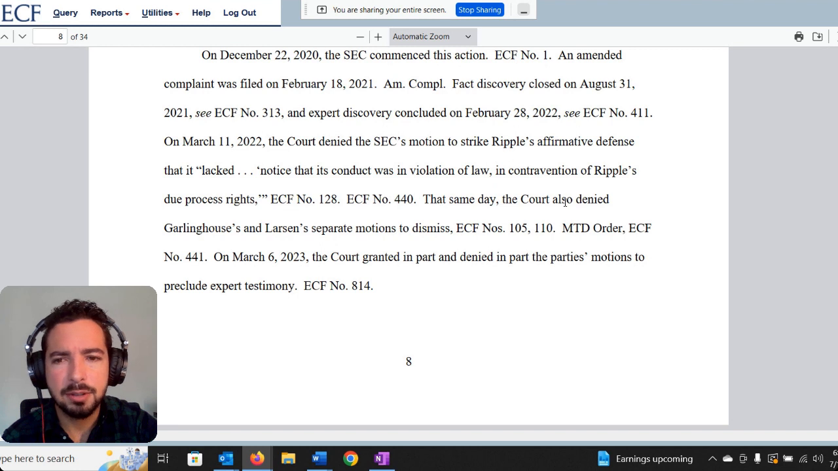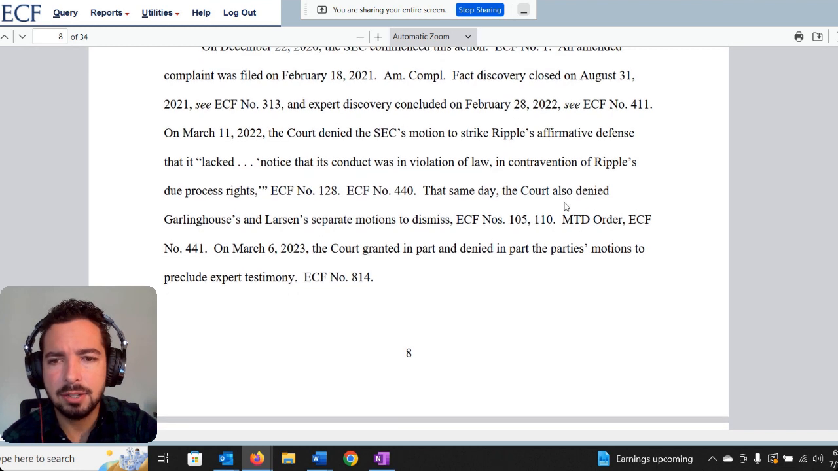That same day, the court also denied Garlinghouse's and Larson's separate motions to dismiss. So what that means is Brad Garlinghouse and Christian Larson were both trying to get out of the case in their personal capacities, or at least in whatever capacity they had been sued. So they made what's called a motion to dismiss. And by the way, if you don't know by now, a motion is just a request being made to the court for a court order. So a motion to dismiss is a request for a court order dismissing Garlinghouse and Larson.